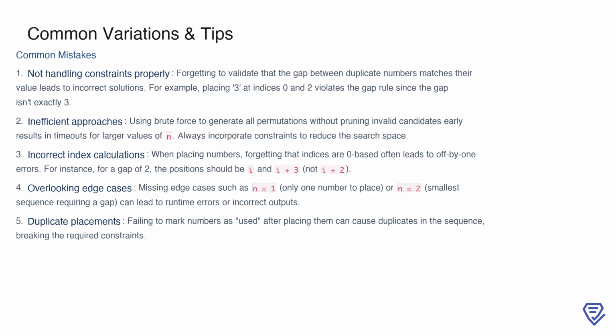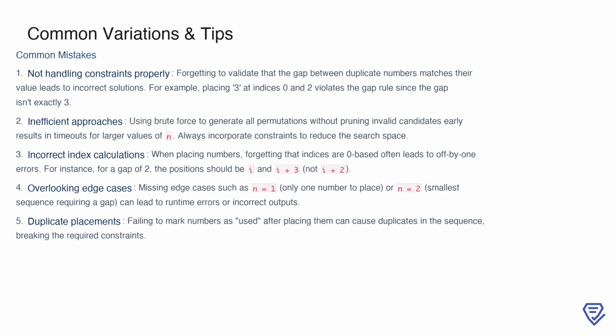When solving this problem, there are several common mistakes to watch out for. First, not handling constraints properly can lead to invalid solutions. For example, if you place the number 3 at indices 0 and 2, it violates the rule that the gap between duplicates must match the number itself, as the gap here is only 2 instead of 3. Another frequent issue is relying on inefficient approaches, like brute force, which generates all permutations without pruning invalid candidates. This is especially problematic for larger values of n and can result in timeouts.